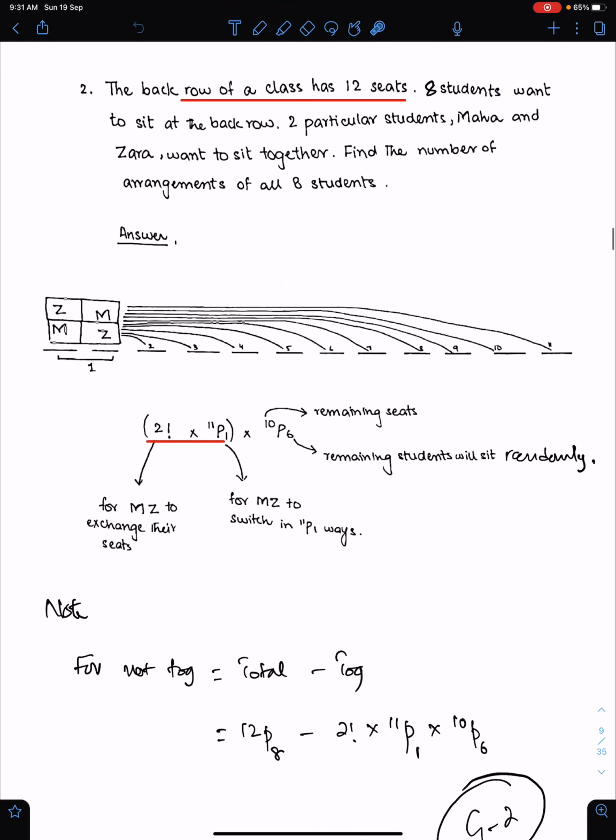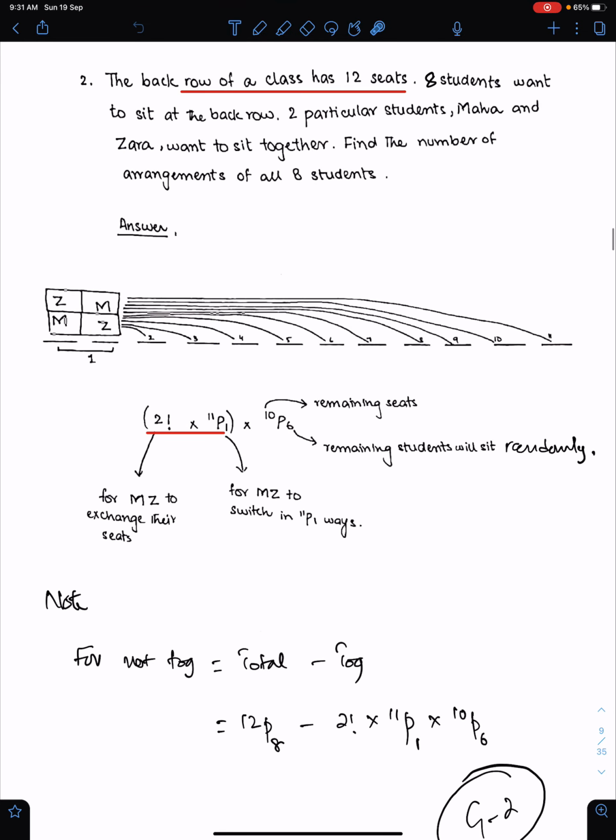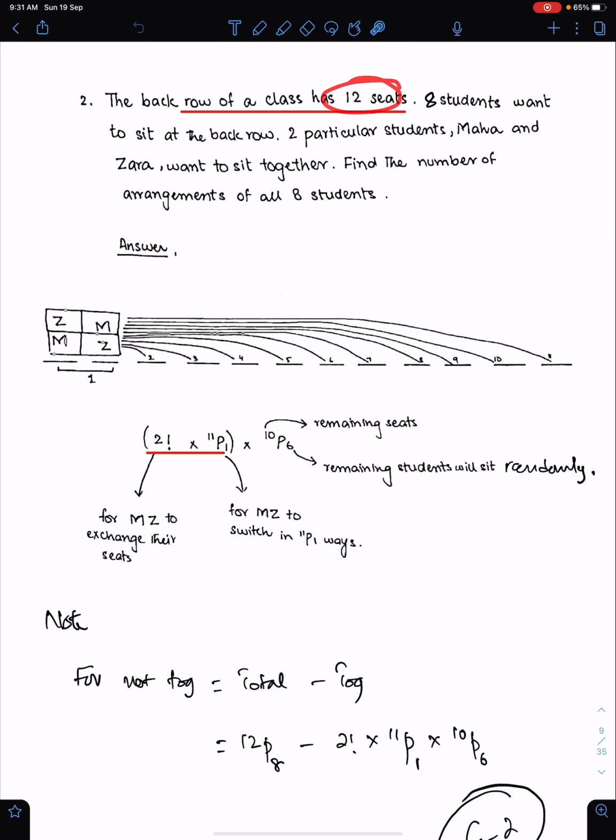This example is very important. The back row of a class has 12 seats. These are the seats 1, 2, 3. All seats are adjacent. So these are 12 seats. 8 students want to sit at the back row. 2 particular students, Maha and Zara, want to sit together. Find the number of arrangements of all 8 students.